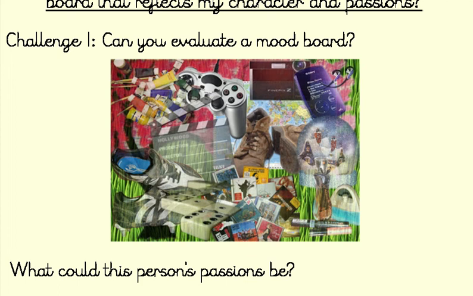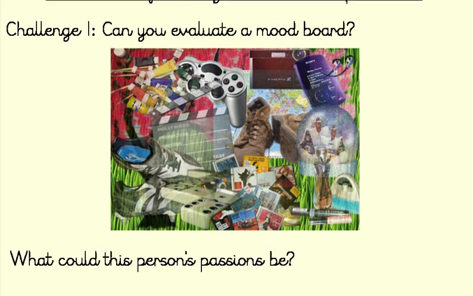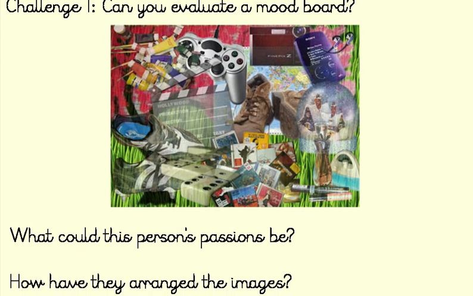So like I've done, have a look at the photographs, and I'd like you to answer that question in 4 sentences, listing as many passions as you can pick out from that mood board. And there's no right or wrong answer, but use evidence that you can see in that mood board. I'd also like you to answer the question, how have they arranged the images? Are they side by side, neatly in a line? Are they overlapping? Are some of them faded into the background? So explain how those images have been arranged and why.